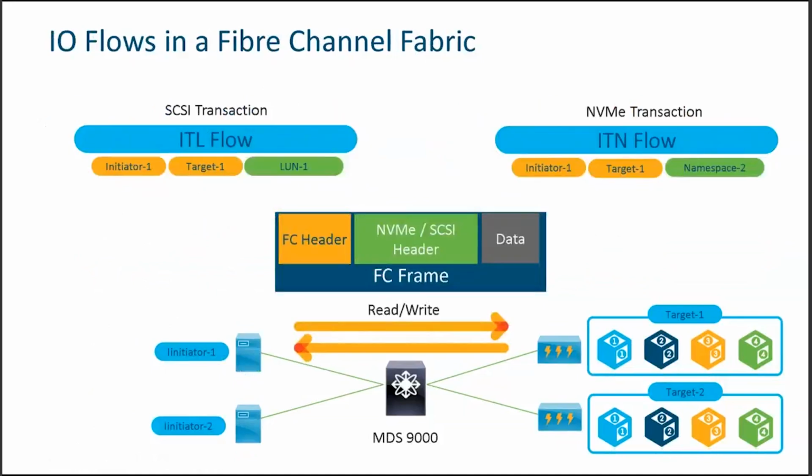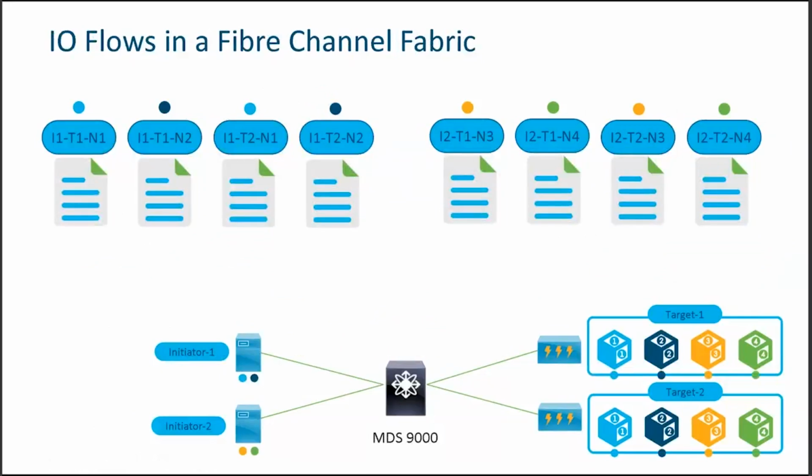So what happens is, let's say you want to know the IOPS of an ITL flow, like this is I1, T1, L1. You want to know the IOPS of this, so you have an ITL flow for this and you query here. But at the same time, let's look at this slide. If I want to know the IOPS of I1, T1, and N2, I query here.